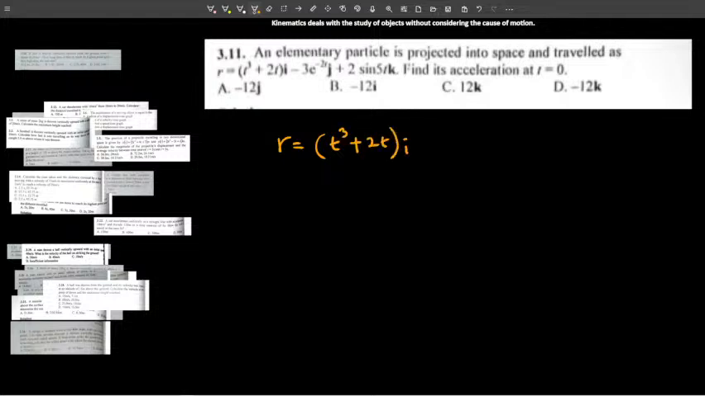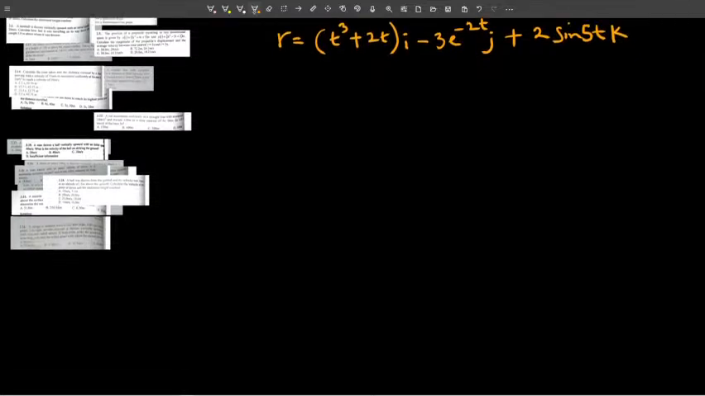So this is clearly a vector, using unit vectors to represent them: 3 e raised to power minus 2t, j, plus 2 sine 5t, k. Now in this case, you have to have a basic understanding of how to differentiate sine, and how to differentiate exponential functions and the rest of them. So I'll just give you a little brief that you should know.